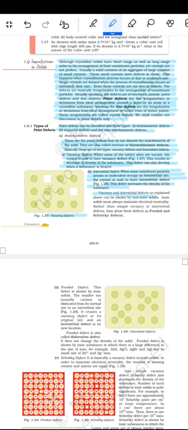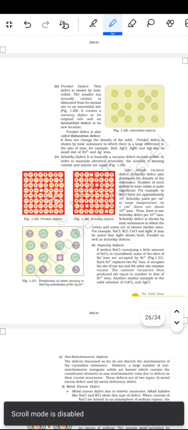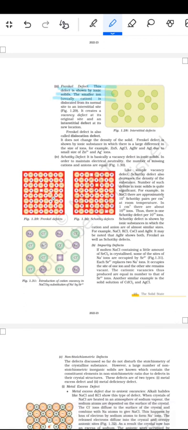नेक्स्ट है कि वैकेंसी एंड द interstitial defects are, as explained above, can be formed by the non-ionic solids. Ionic solids must always maintain electrical neutrality rather than simple vacancy or interstitial defects. Therefore, the defects are the Frenkel and the Schottky defects. अब अगर आगे बढ़ें तो आगे है फ्रेंकल डिफेक्ट. तो कहता है कि the defect is shown by ionic solids. The smaller ion, usually the cation, is dislocated from its normal site to the interstitial site. It creates a vacancy defect at its original site and an interstitial defect at its new location. Frenkel defect is also called the dislocation defect.